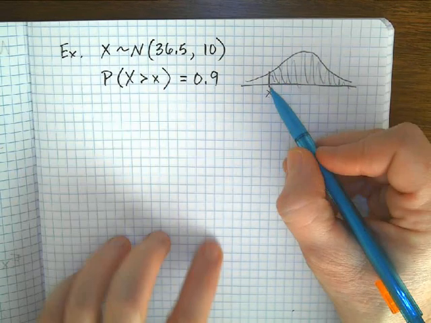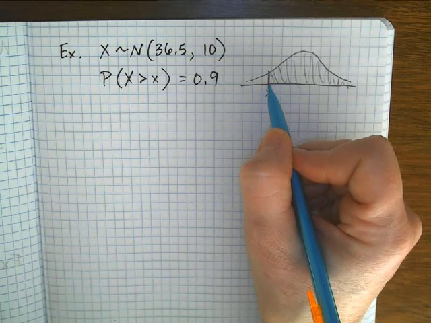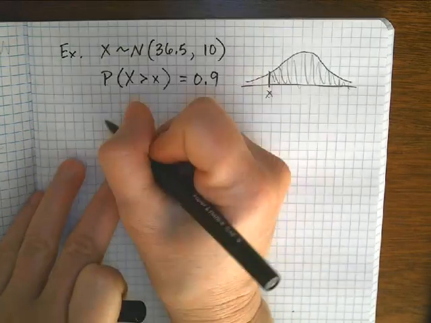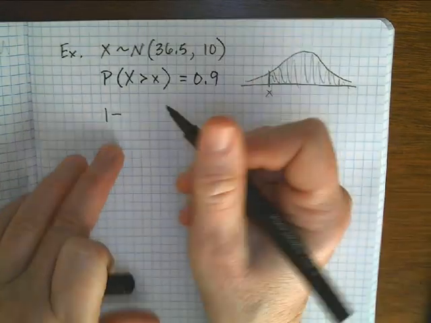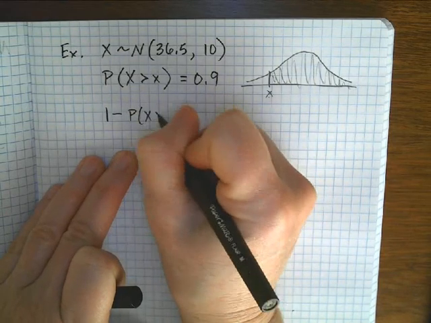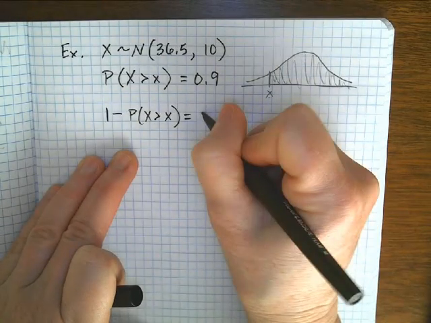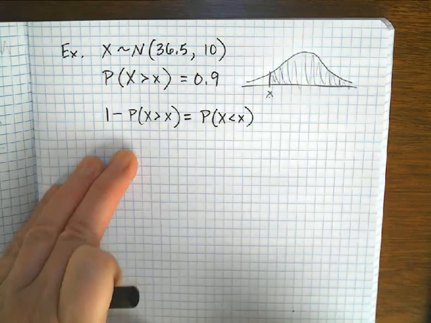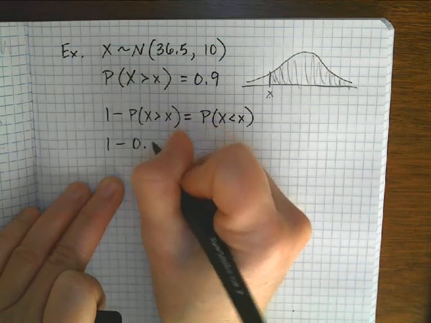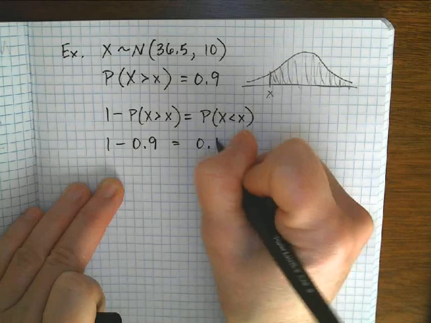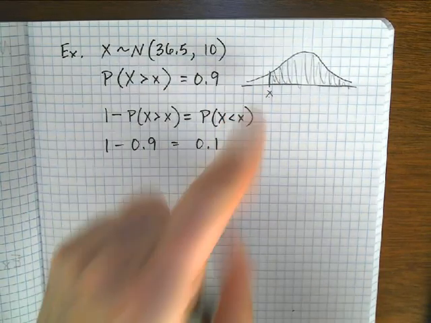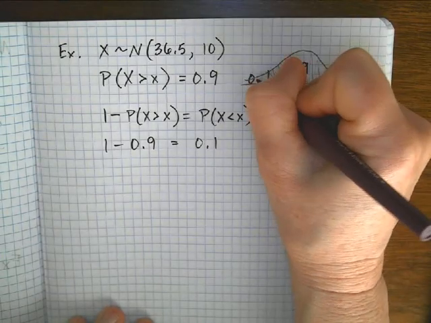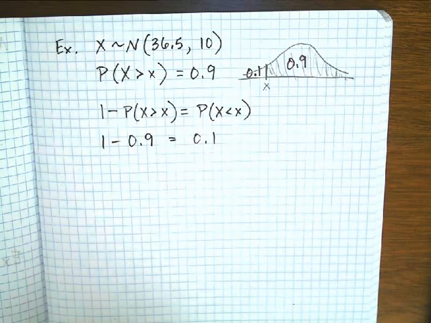But remember, the calculator can only give me less-than answers. So I'm going to rewrite this. 1 minus this is going to give me my probability of x being less than the value, and that's what we need to put into our calculator. So I'm going to say 1 minus 0.9, and that gives me 0.1. Notice that's the complement. This side is 0.9, so the rest of it is going to be 0.1 because together they have to add up to 1.